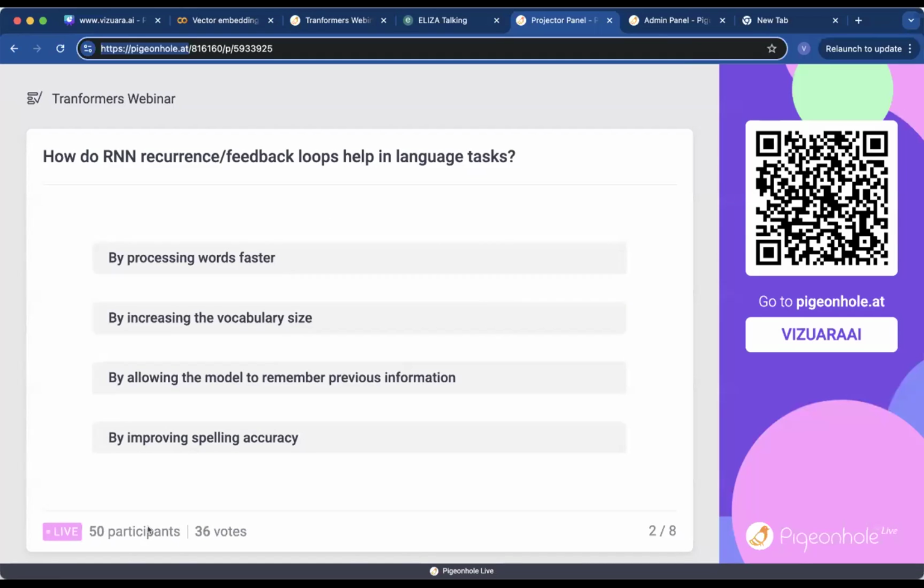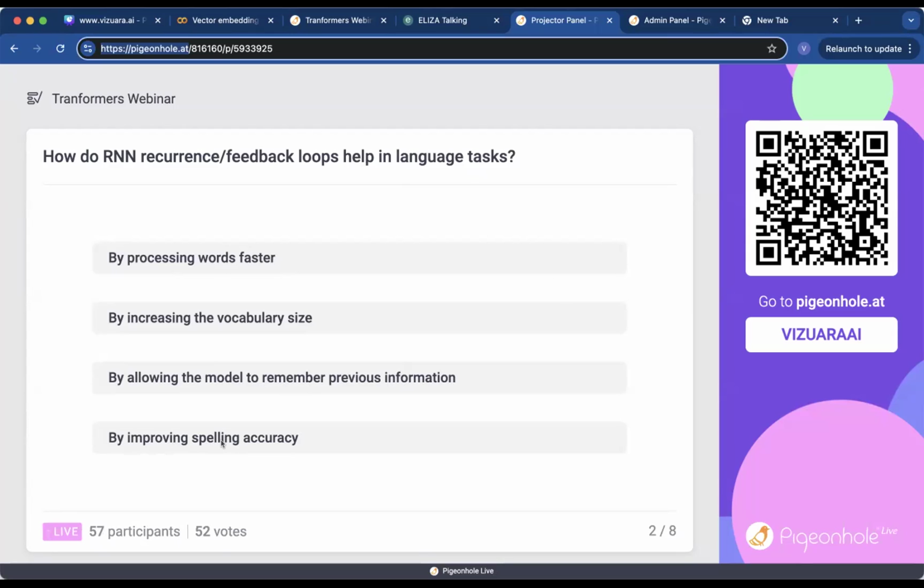Please try to be as motivated and inspired to answer, because these 90 minutes you can devote fully to understanding the subject. So how do RNN recurrence feedback loops help in language tasks? The first option is by processing words faster. The second is by increasing vocabulary size. Third is by allowing the model to remember previous information. And fourth is improving spelling accuracy. Just want to check your understanding of RNN before I actually explain this to you.